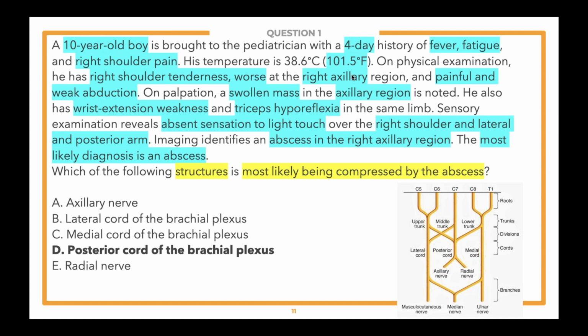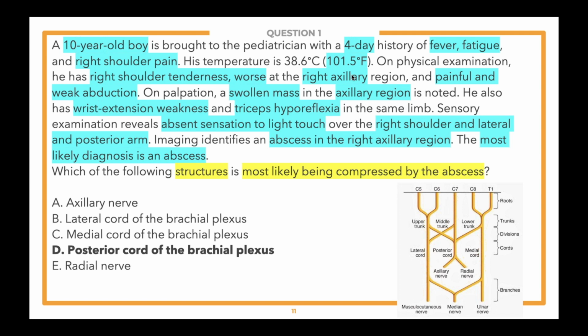Okay. Now you can see there in that little image, the posterior cord gives rise to both the axillary nerve and the radial nerve. If you have damage to the axillary nerve, you will have issues with shoulder abduction and loss of sensation over the shoulder, and we're told that. Now, if you have damage to the radial nerve, that would cause wrist drop and loss of the triceps reflex. And we are told that as well, wrist extension weakness and triceps hyporeflexia.